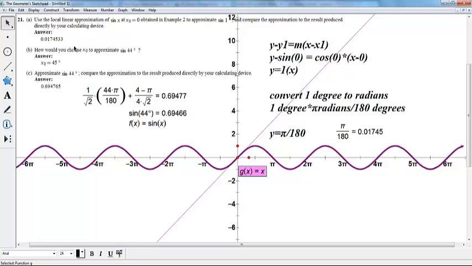Now B says, how would you choose an x0 to approximate the sine of 45 degrees? Okay, so the sine of 45, what they're saying is that, these are just markers, we can get rid of those.